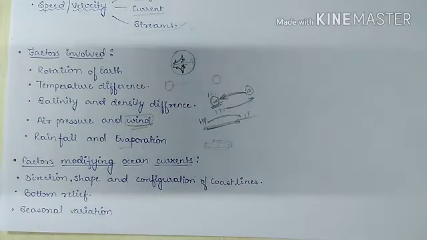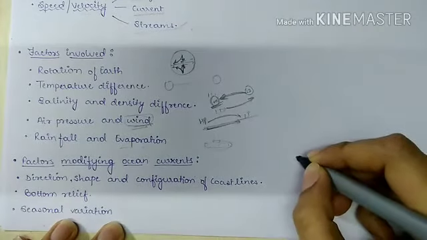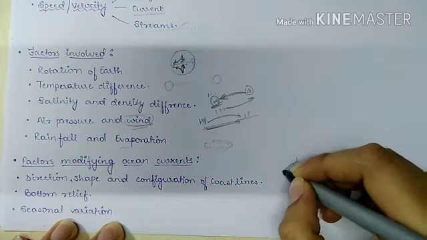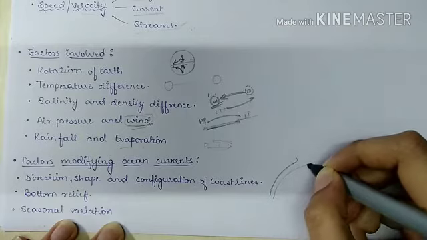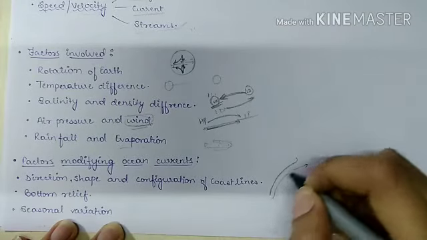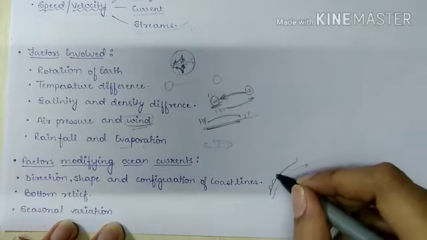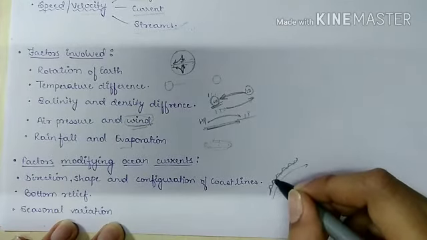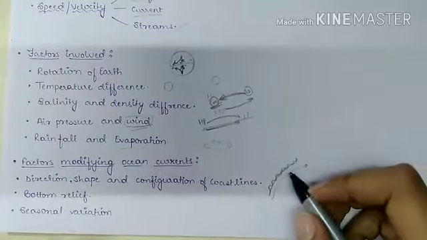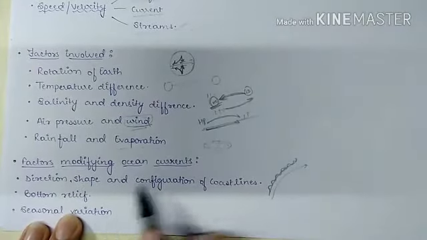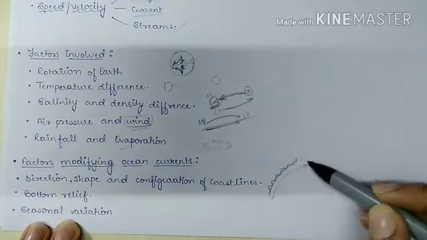Now there are various factors that are involved in modification of ocean current. So the first one is the direction, shape and configuration of the coastline. So if we have a tilted coastline, then the direction of the current will also change. Likewise, if we have a rough coastline, then the speed of the current will decrease. So this is how the current is affected by them.